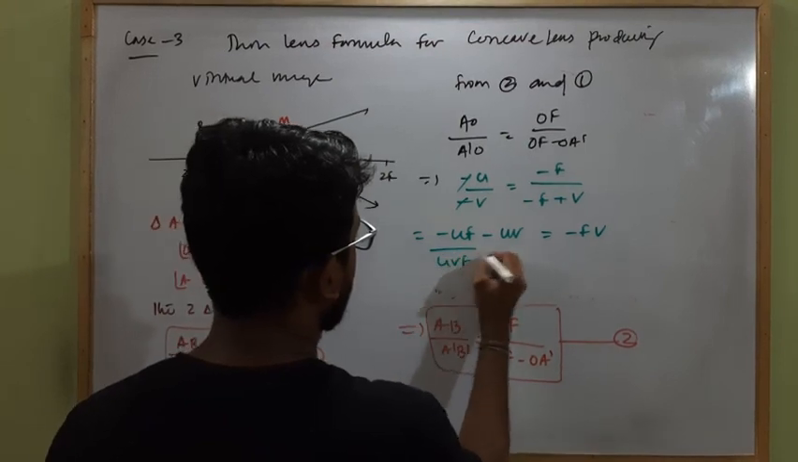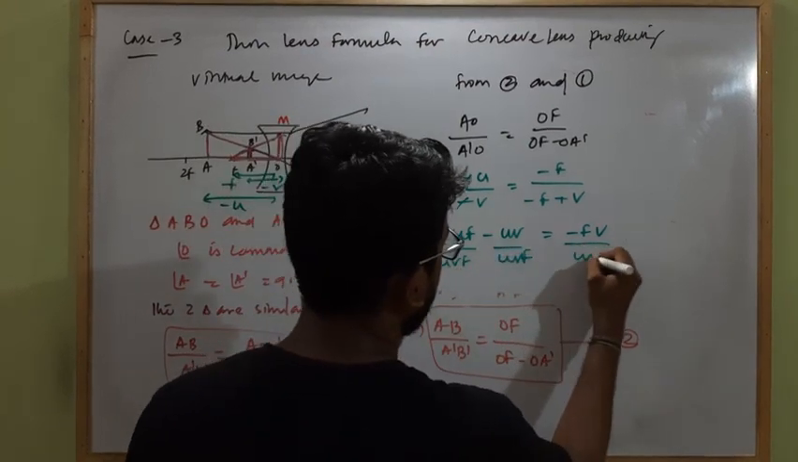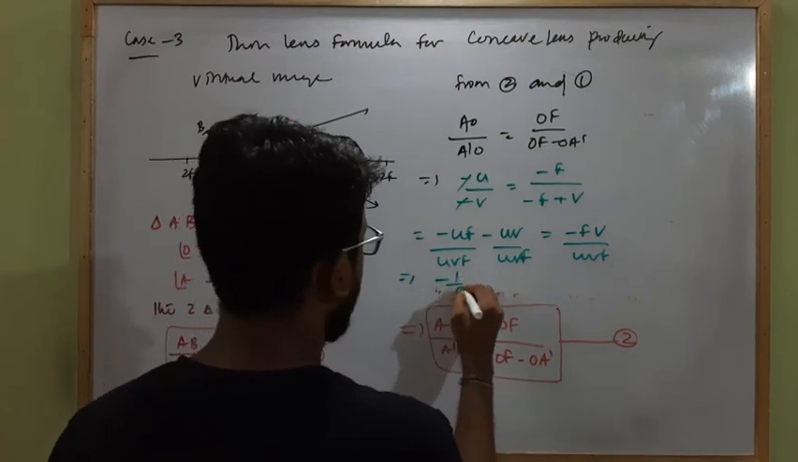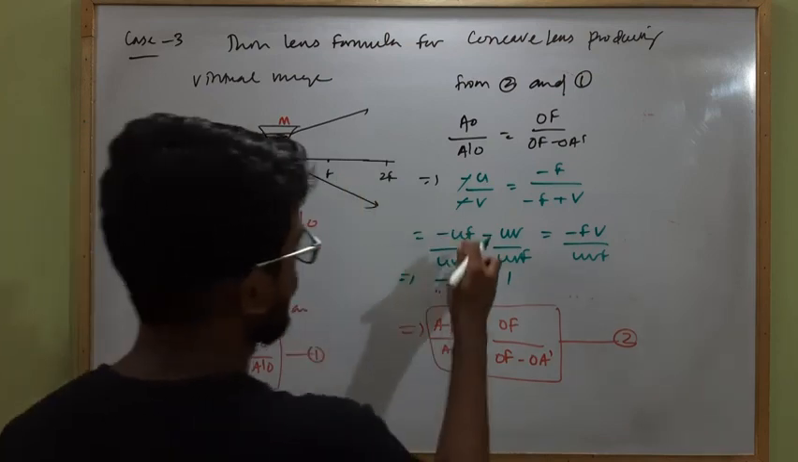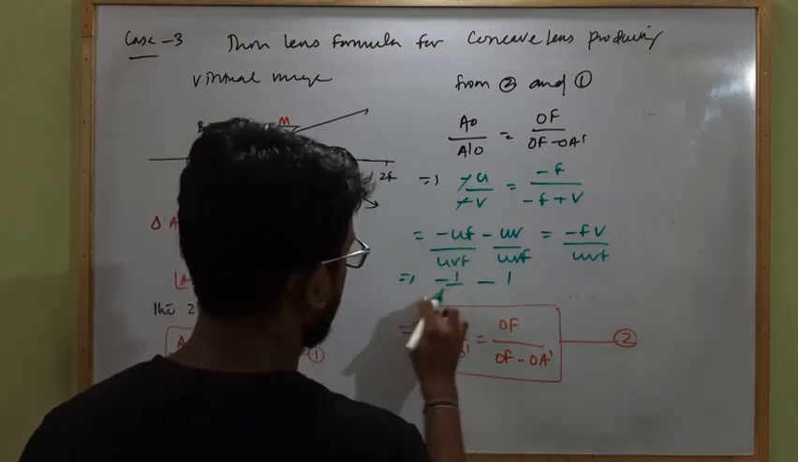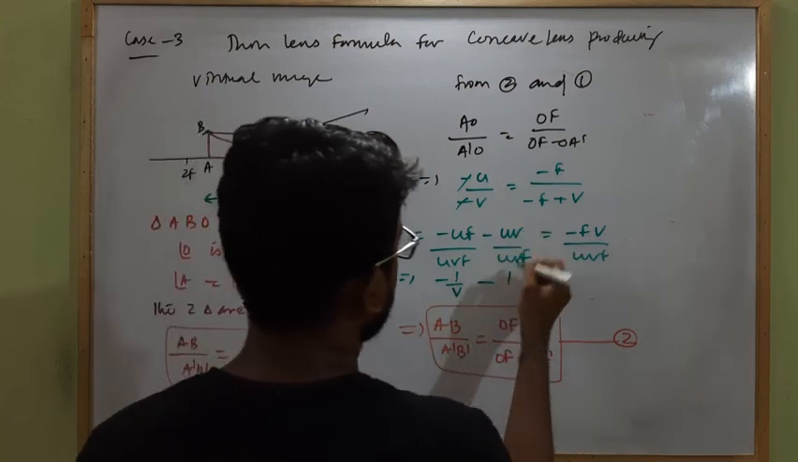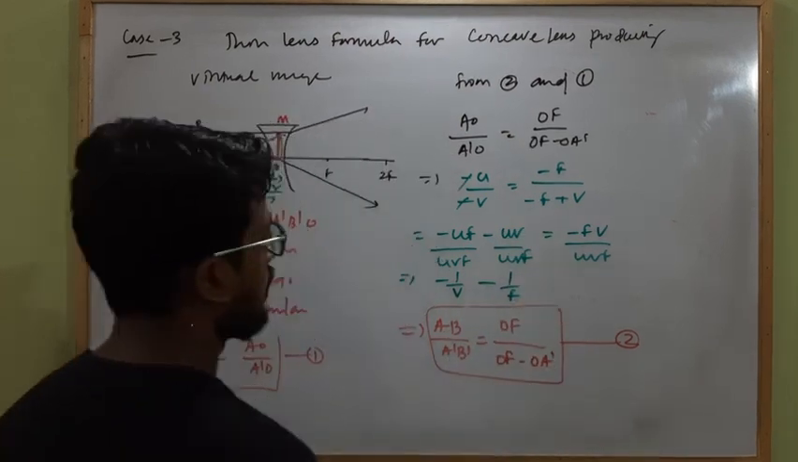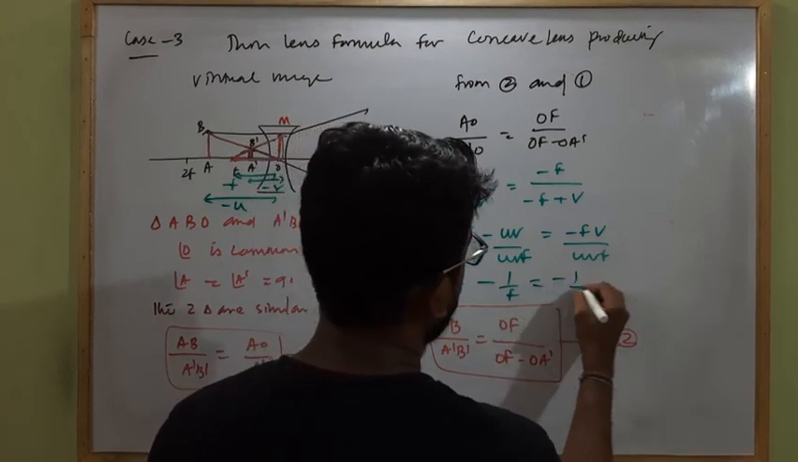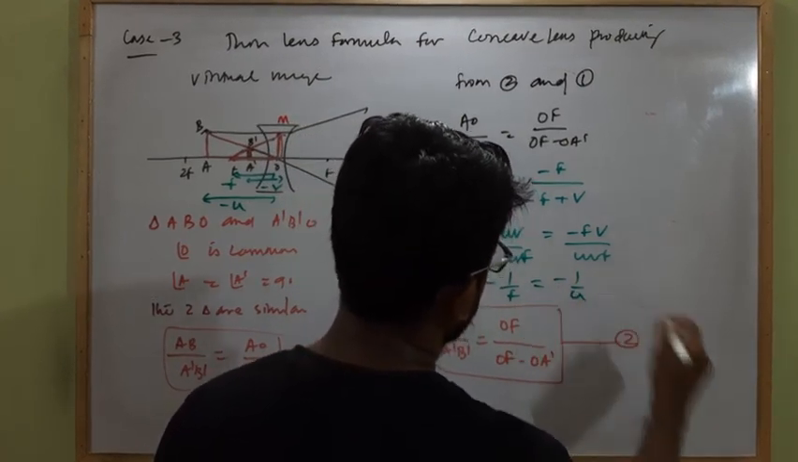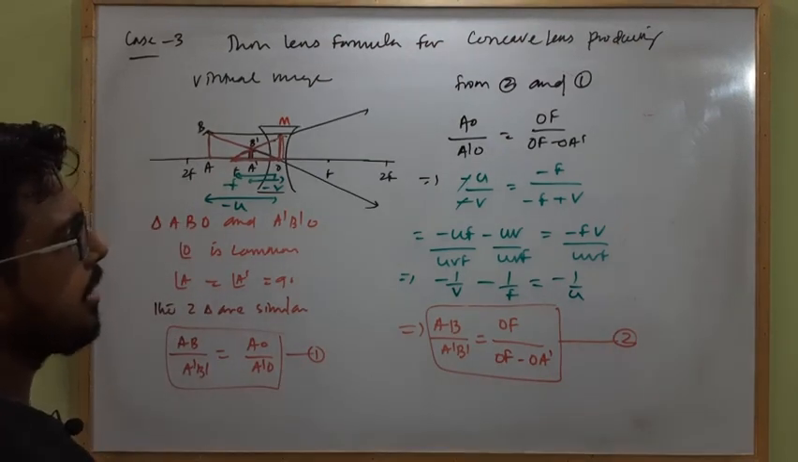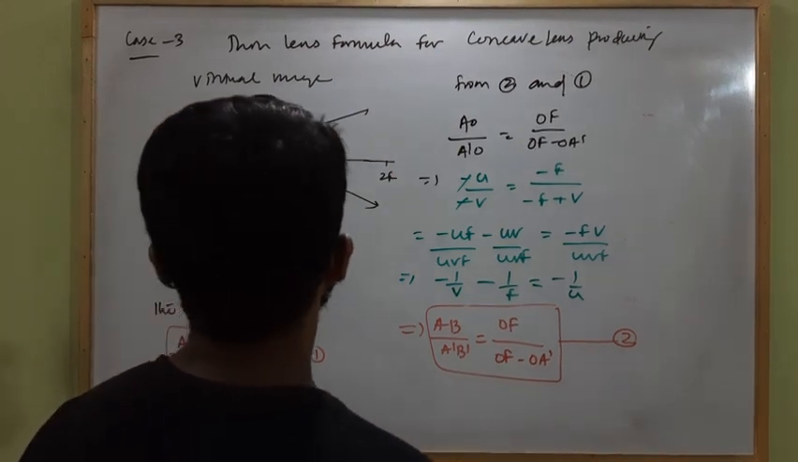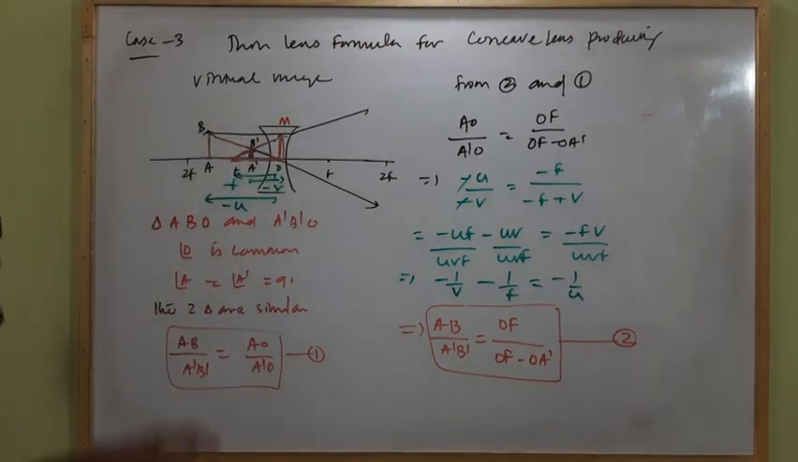Dividing by UVF, we will get minus 1 by F minus 1 by V, minus 1 by F equal to minus 1 by U. So this will be 1 by V minus 1 by U. Sorry, I think I have missed something here. Just a second.